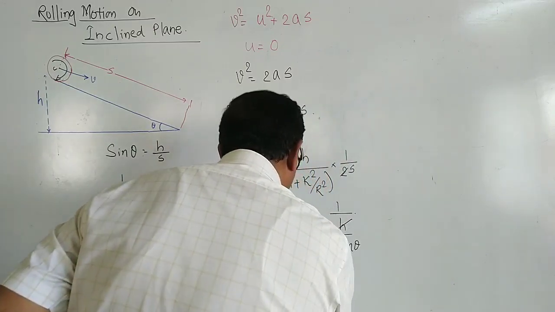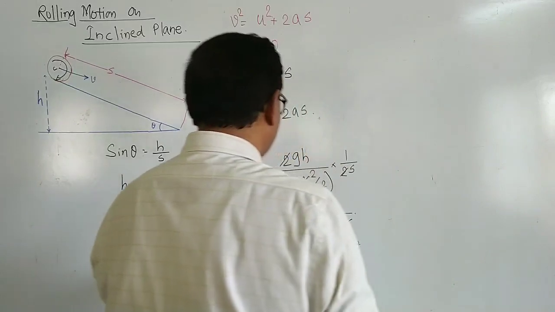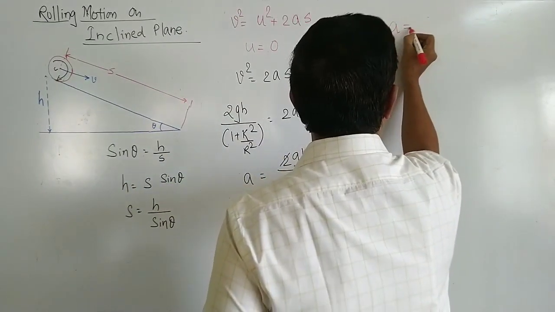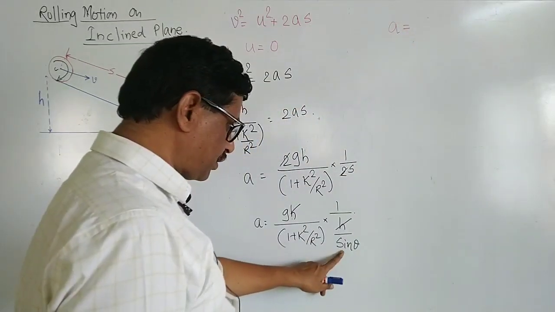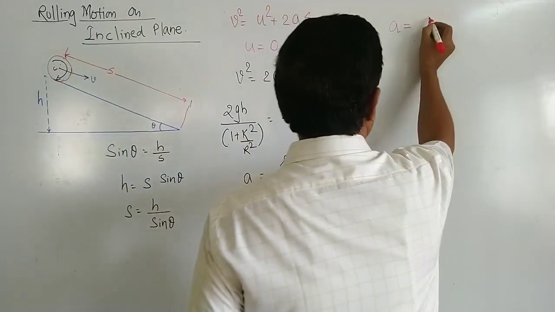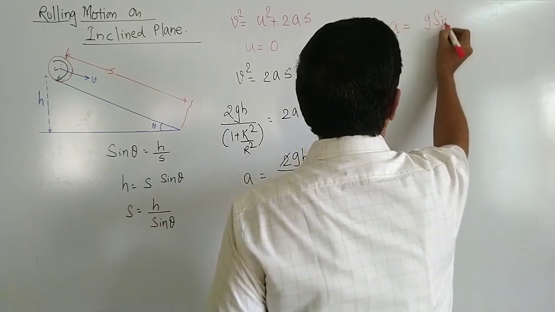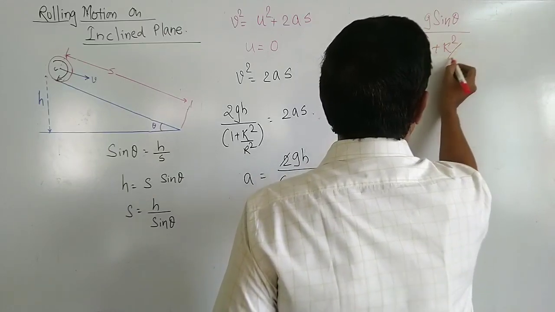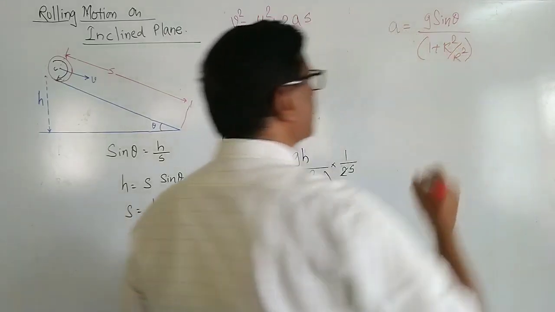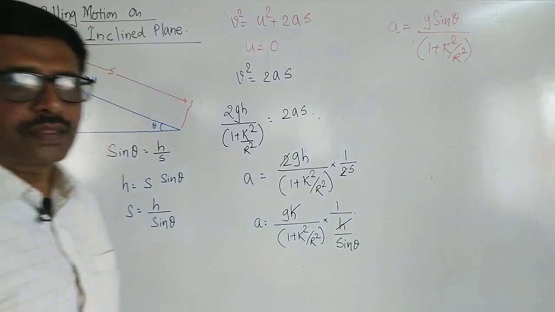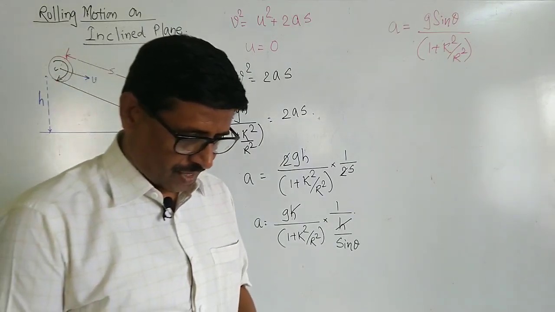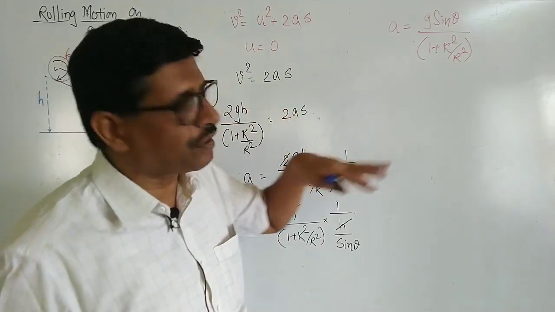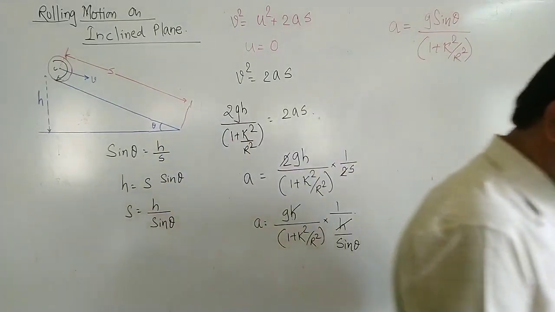This h gets cancelled, and hence you will get the acceleration for a rolling body on an inclined plane. a is equal to, the denominator will go in the numerator, that is g sine theta divided by 1 plus k square divided by r square. This is the required equation for the acceleration of an object rolling on the inclined plane.